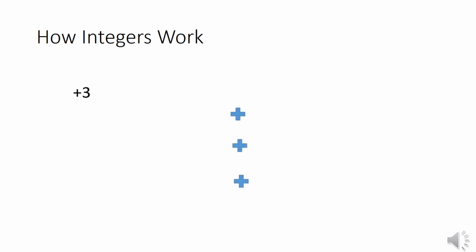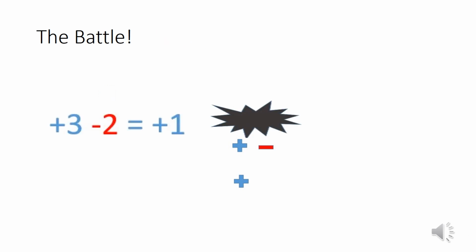In this scenario, we've got 3 positives. Suddenly along come 2 negatives. And what do you think happens? That's right. The 3 positives are sitting there, 2 of them get into battle with the 2 negatives, and in the end, we're left with 1 positive, or plus 1, by itself.